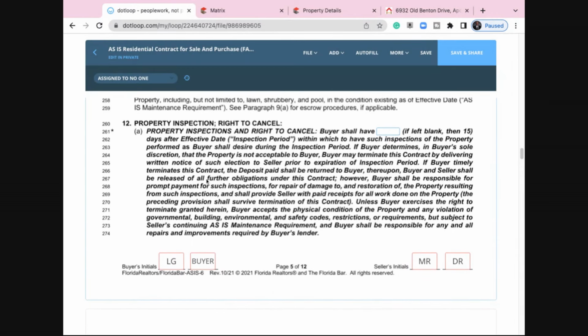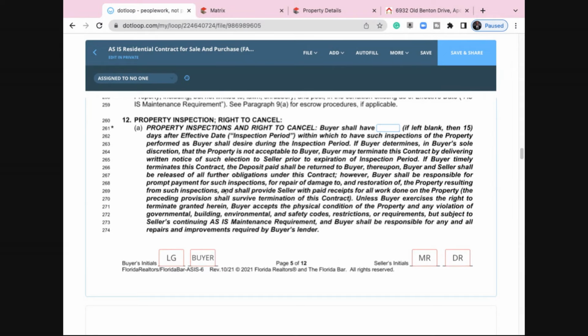Now, here is the true power of this contract. This is the property inspection right to cancel. I call this the buyer's get out of jail free card. Let's read it. Buyer shall have, if left blank, 15 days. More commonly, people put in between 7 and 11 days after the effective date. Remember, the effective date is when both people sign.